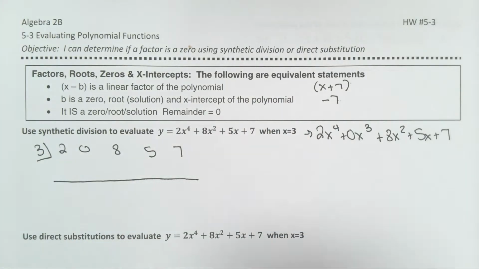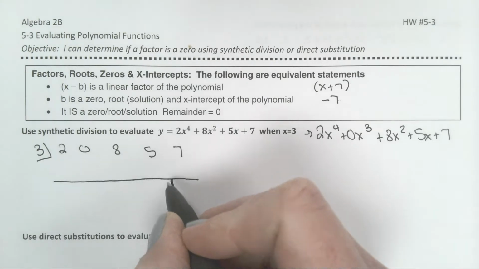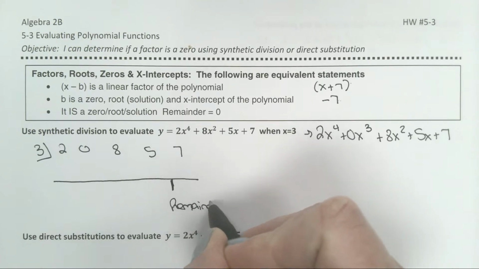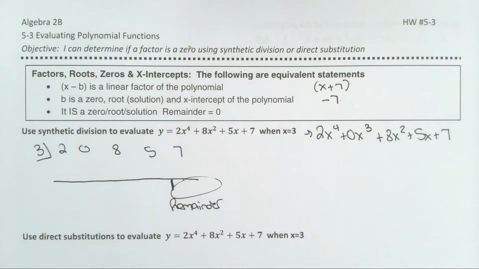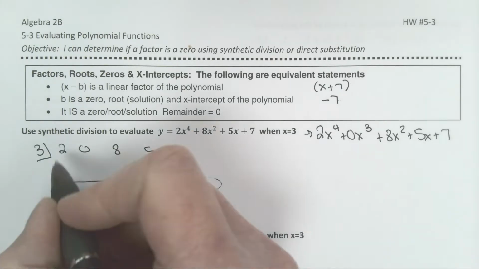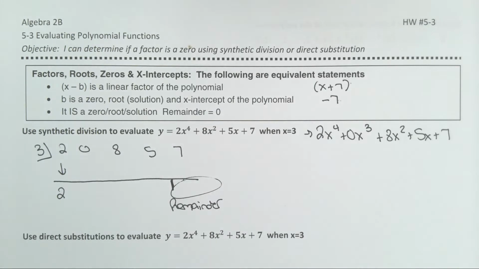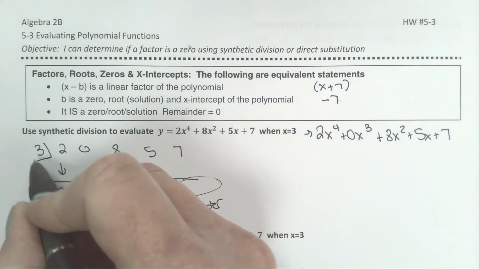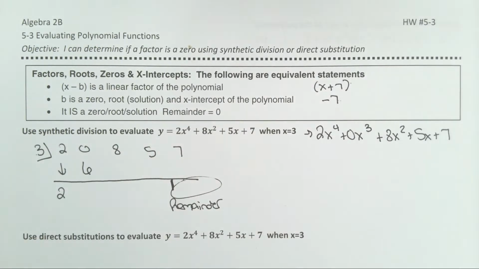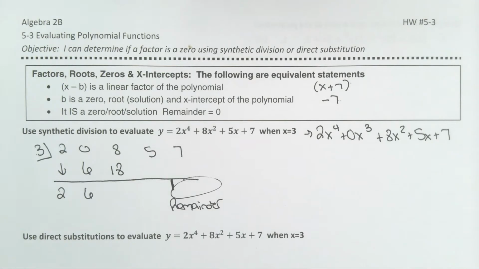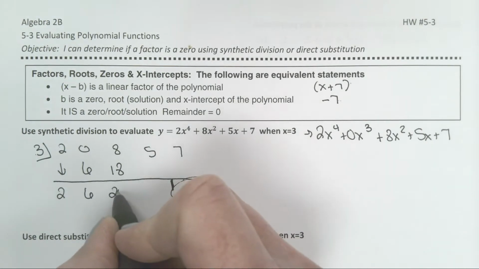I'm going to make a line here, and I'm going to put my little bar, and I'm going to write the word remainder. So whatever shows up right there is the remainder. You bring the first one straight down, and then you multiply. 3 times 2 is 6. Add down. Multiply. 3 times 6 is 18. Add down. And you get 26.